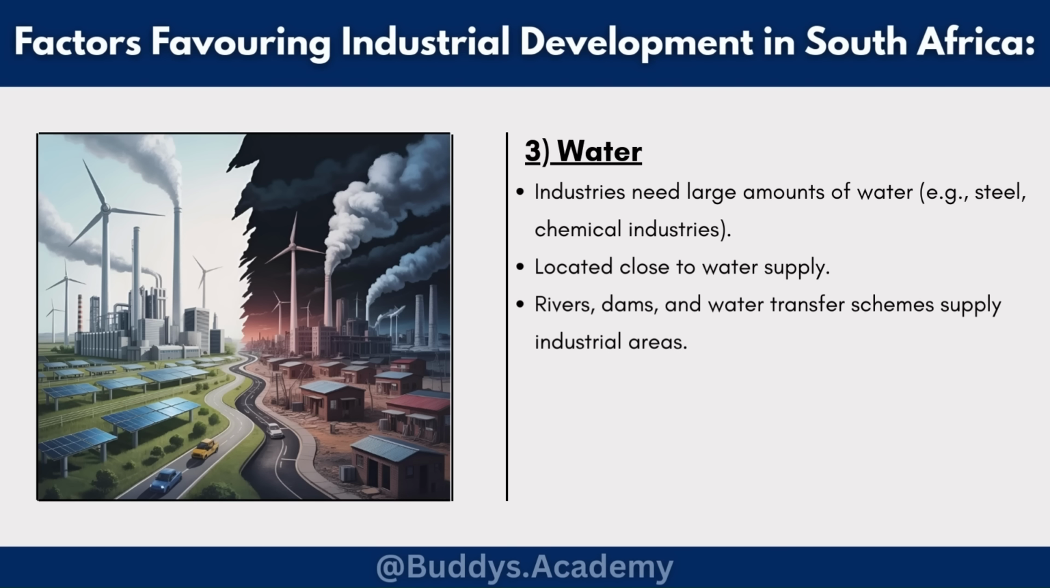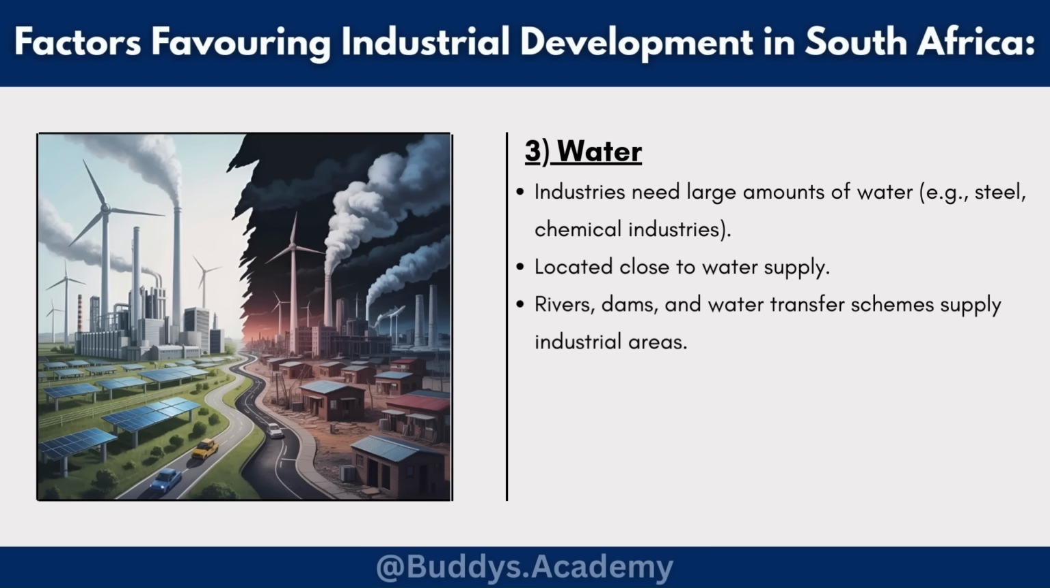The next factor is going to be water. Now, industries are going to need large amounts of water. Examples are your steel or your chemical industries, because remember, water is going to be used either for the processing of these raw materials or is going to be needed for the cooling of machinery. So basically, these industries need to be located close to your water supply.